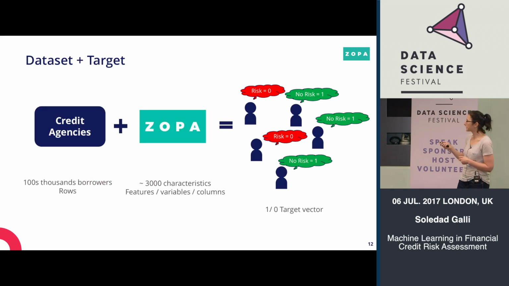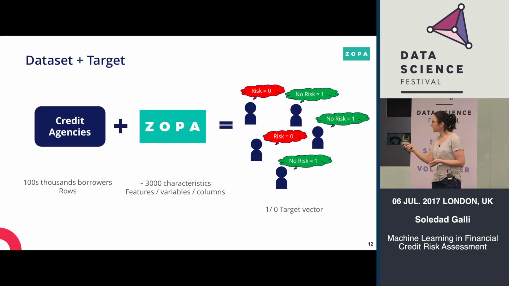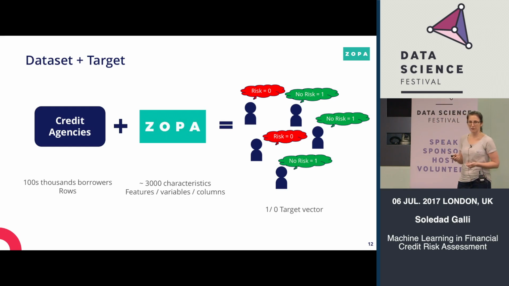So by the end of this exercise, what we end up with is information from credit agencies, information that we collect at the time of the application, and the target, which is basically 0 or not, like is the customer at risk or not. And again, it would be like several 100,000 borrowers, which are the rows of our data set, something like 3,000 characteristics, also known as features or variables, which are the columns of our data set, and one single target, which is a 1-0 binary target.